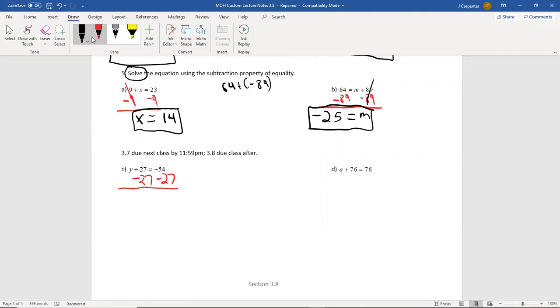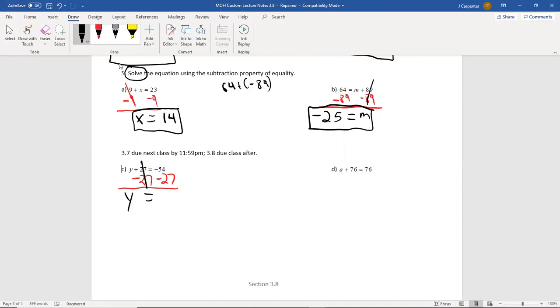Alrighty. Come on, you can do it, computer. All right, so we bring down our y. Make sure you bring down the stuff that doesn't get adjusted. The 27 minus 27 cancel. That's the whole goal of this, is to cancel whatever is on the side of the variable. We bring down our equals.